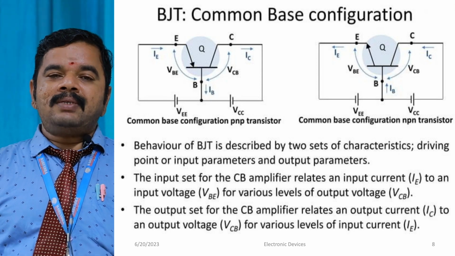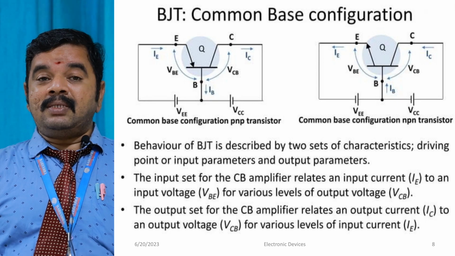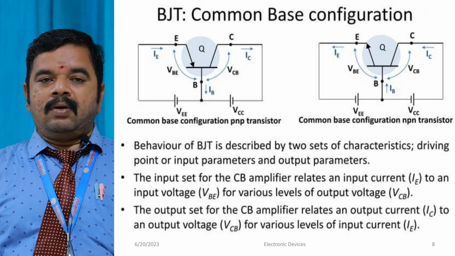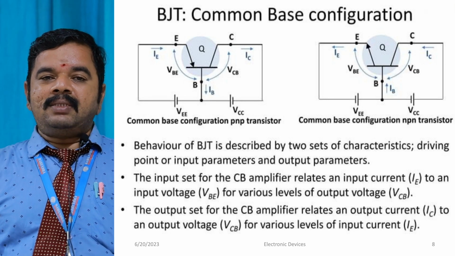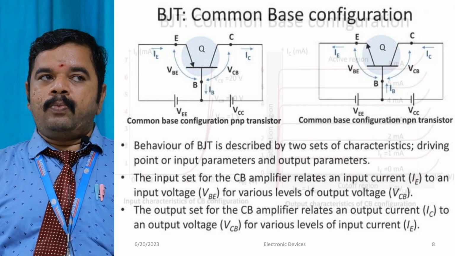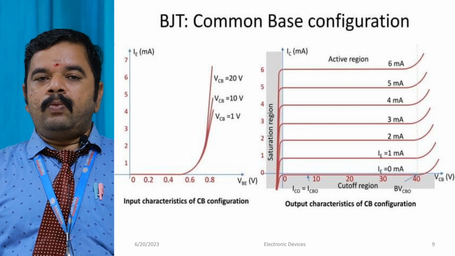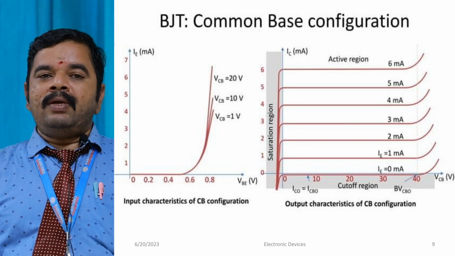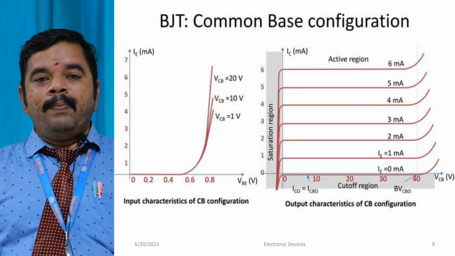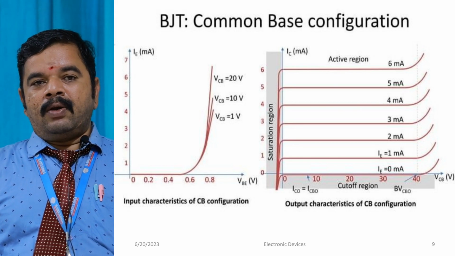So first one, common base configuration. In the common base configuration, the base is the common terminal, the emitter is the input terminal, and the collector is the output terminal. Between the base and the emitter, it acts as the input side, and between the collector and the base, it acts as the output side. So at the input side we have to give the supply, as well as at the output side. The emitter-base junction should always be forward biased, and the collector-base junction should always be reverse biased.